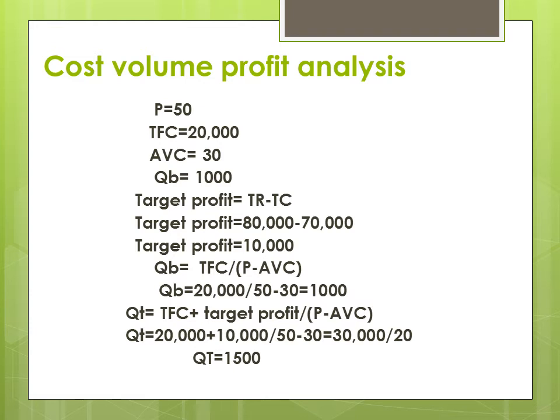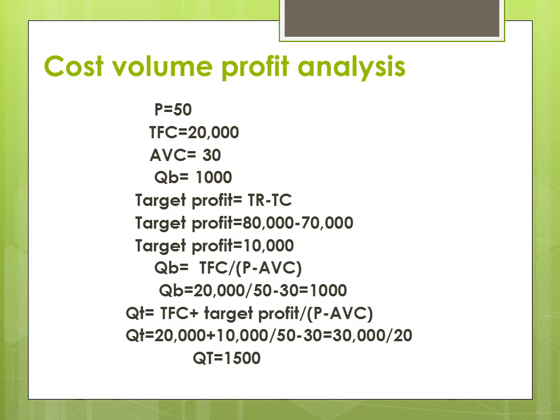The firm can also find its target profit by using this formula, where target profit is equal to total revenue minus total cost. So the firm takes values above 50,000 to find the target profit. The firm's target profit is 10,000. You can see that here total revenue is equal to 80,000 and total cost is equal to 70,000.